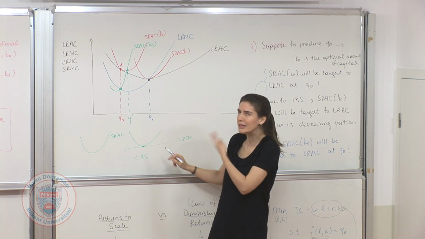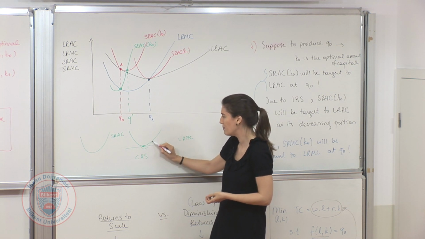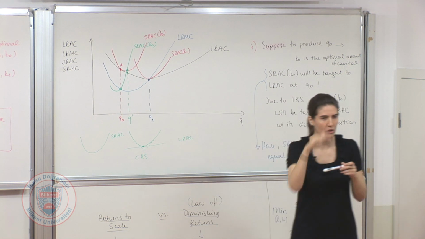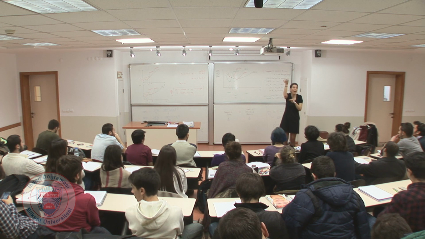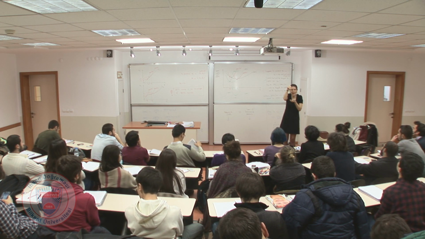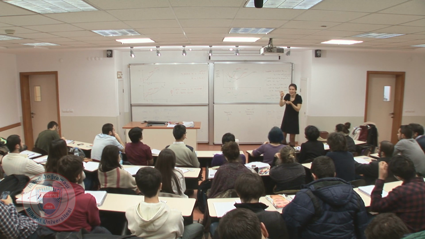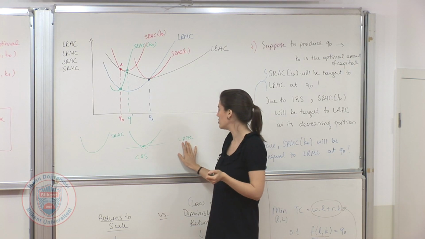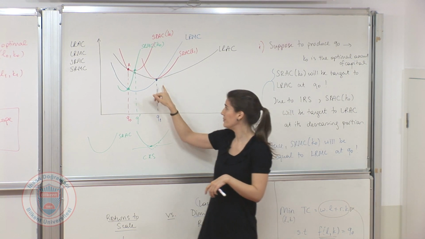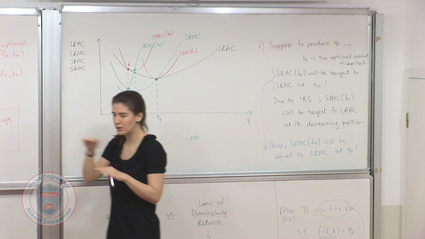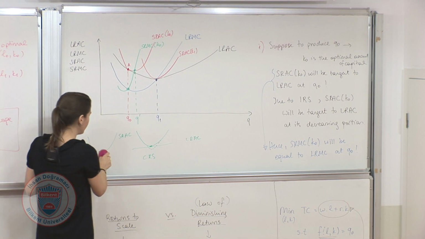Because if it doesn't touch at its minimum, let's say, is a case like this possible? Can it go below? No, we said that all the short-run curves should be above, so there's no way it can go below that. So the only way it can be tangent to the short-run average cost curve is at its minimum, okay? But this is for the constant returns to scale portion of it.